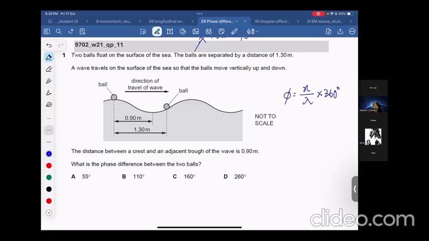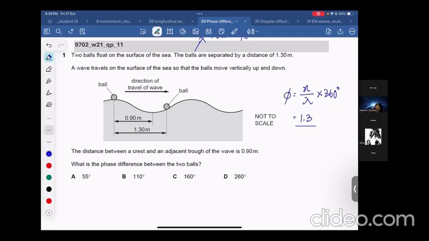Fawal correct. Jore correct. How about others? The difference between these two positions, the two balls, is 1.3. What is the wavelength, dear? How do we know the wavelength?